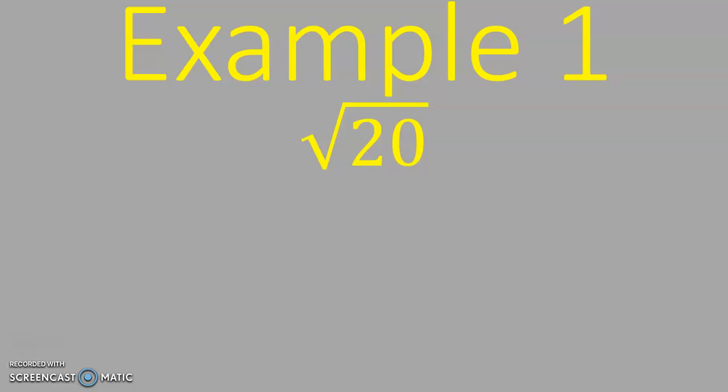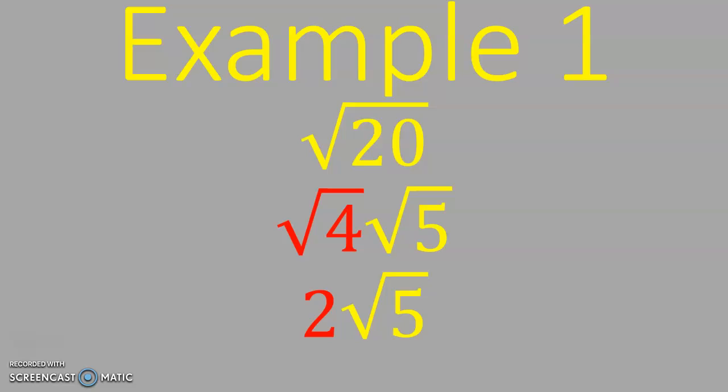So perfect squares would be 2 times 2, which is 4, or 3 times 3, which is 9, and so forth. So 4, 9, 16, 25. Well, the largest of those numbers that go into 20 would be 4. So you can split it up like this. The square root of 4 in red there is the largest perfect square that goes into 20, and it goes into 20 5 times. We could then evaluate the square root of 4 to get 2.